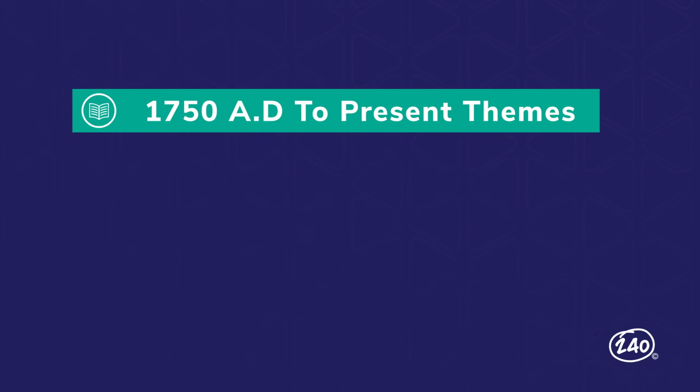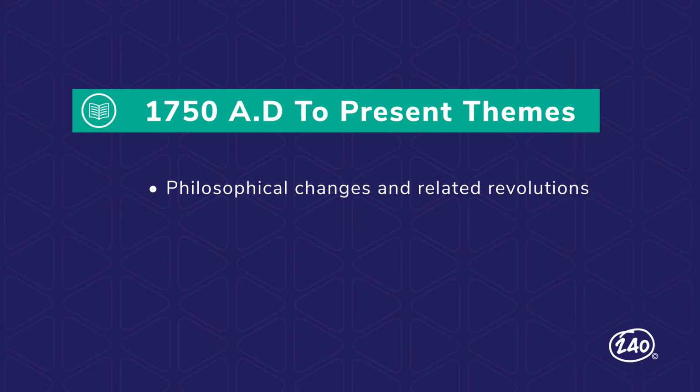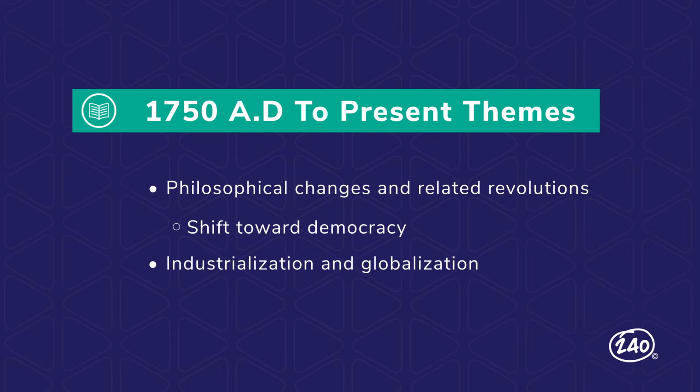The last period, competency 4, covers 1750 to the present. These questions focus heavily on modernization through philosophical shifts toward democratic leadership rather than monarchies, and the causes and effects of rapid industrialization and globalization. This includes the causes and effects of imperialism and colonization and decolonization of Africa, Eastern Europe, and Asia.